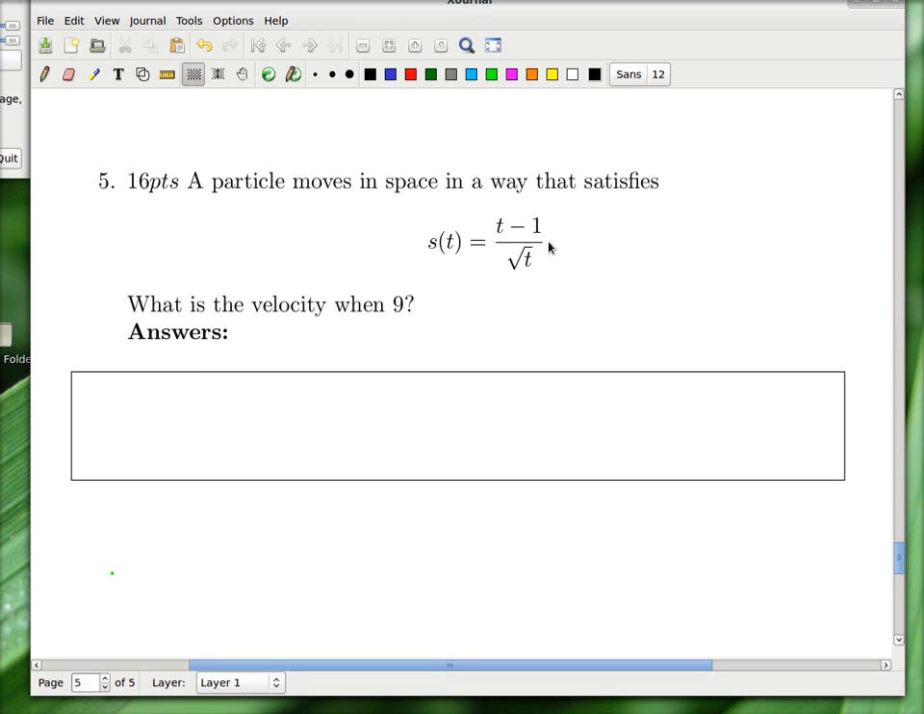But the reason that we can do this one is because you can split that up. This is the same thing as t over the square root of t minus 1 over the square root of t. Okay, and both of these, we can take the derivative of these separately. Why is that? Let me go a little step further. The same thing is t over t to the 1/2 minus 1 over t to the 1/2.